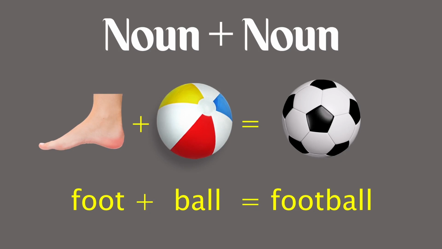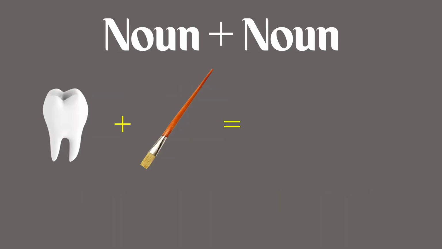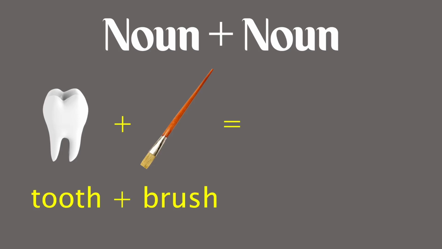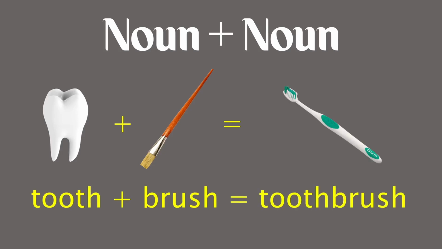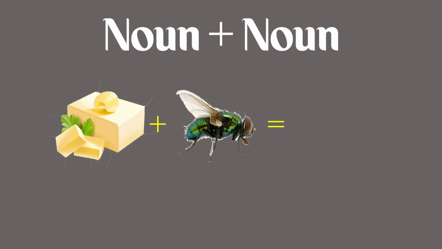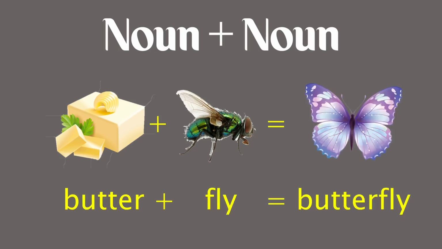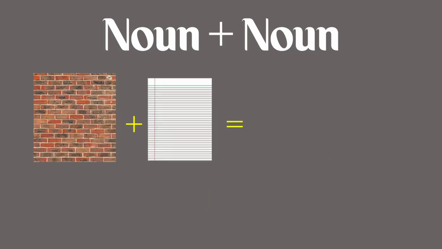Football is also a noun. Can you guess this? It's very easy. Okay, let me tell. First one is tooth, and next one, brush. So together, it creates toothbrush. Can you guess? It's also very easy. Yes, first picture is butter and second picture, fly. So it creates butterfly.